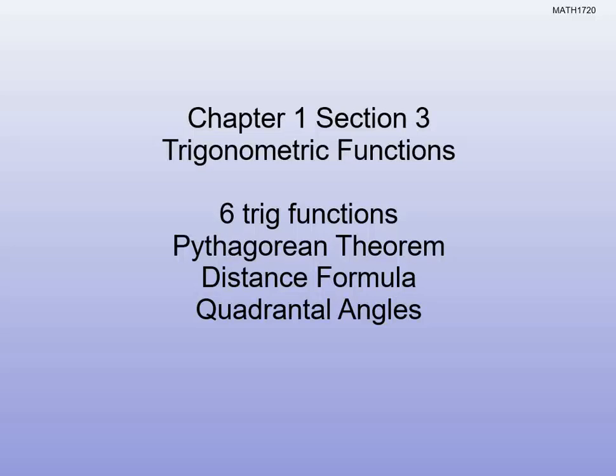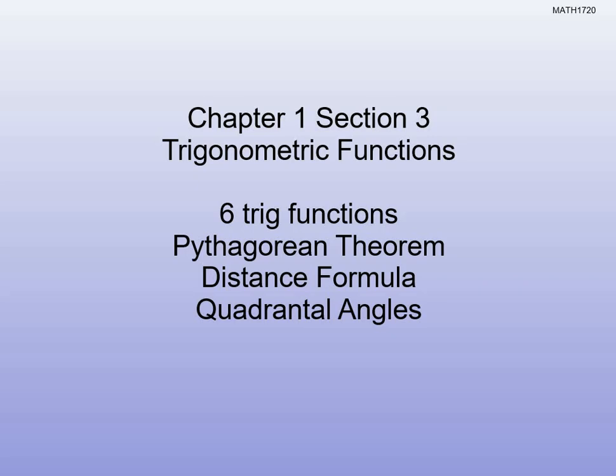Alright, Lecture 3, Chapter 1, Section 3. This should be some review, if you guys remember SOHCAHTOA and things like that. We're going to go over the basic trig functions, the 6 basic ones. You've probably gone over sine, cosine, and tangent before, but maybe not cosecant, secant, and cotangent. Then we're going to review the Pythagorean theorem and the distance formula and what quadrantal angles are.